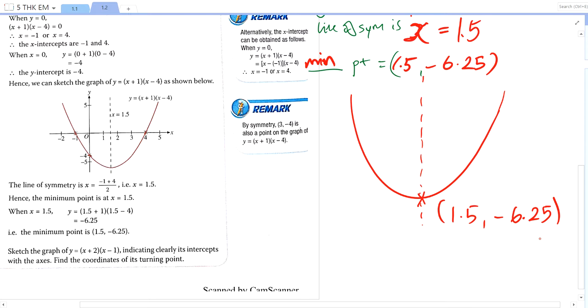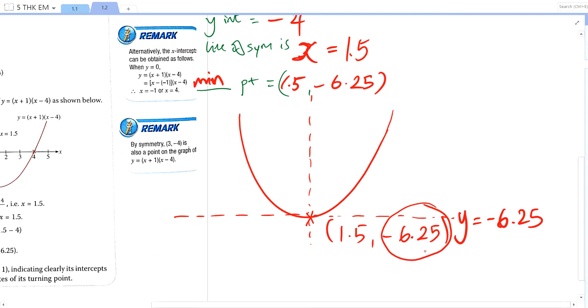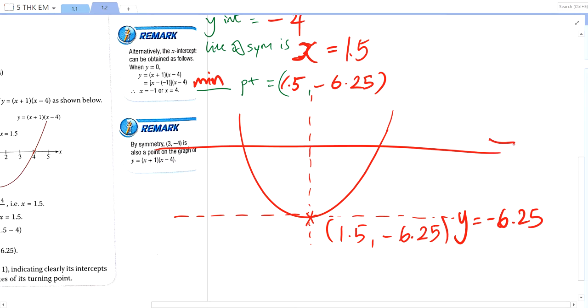Negative 6.25. Okay, so I've got my horizontal line, y equals to negative 6.25. Where should my x-axis be? Above or below? Above. Okay, let's just randomly draw it over here. Let's say this is my x-axis. Everything still makes sense. It is above my y equals to negative 6.25 over here.